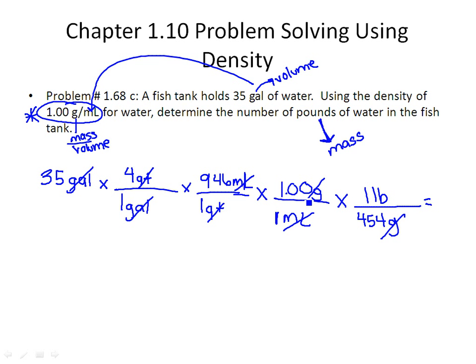If we multiply everything on the top and divide it by everything on the bottom, we get 290 pounds. We're asked to put this in 2 significant digits. So the 2 and the 9 are significant, and the 0 is not, because it doesn't have a decimal after it, and so these 2 are our 2 significant digits.